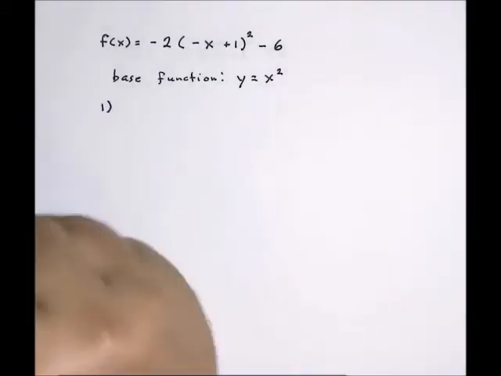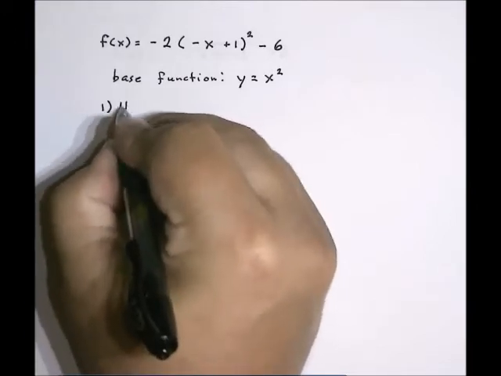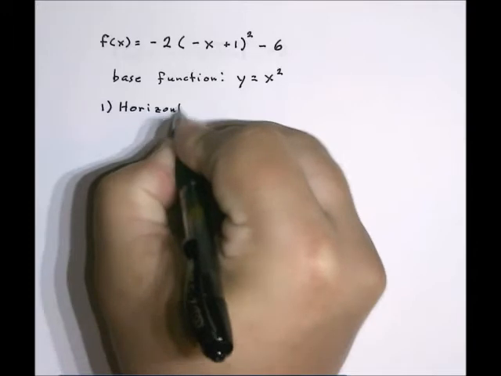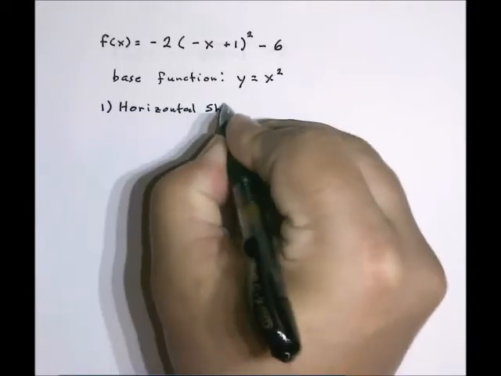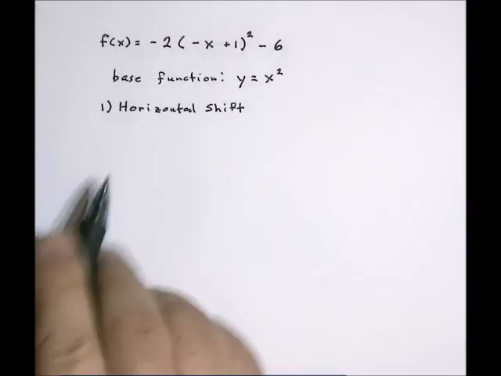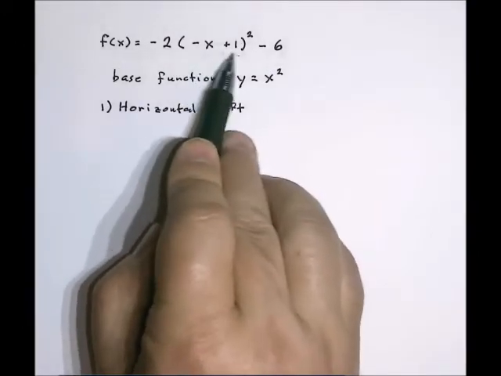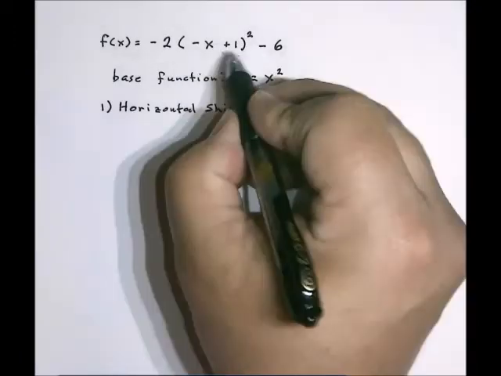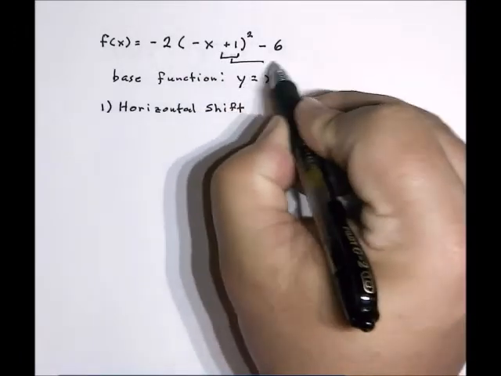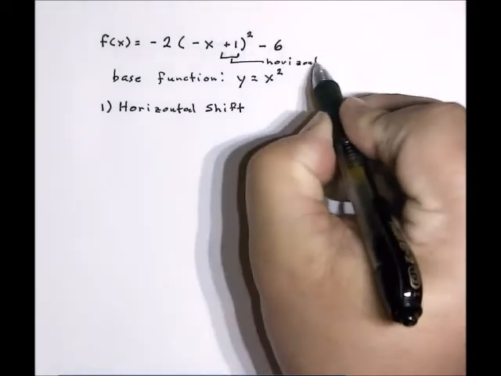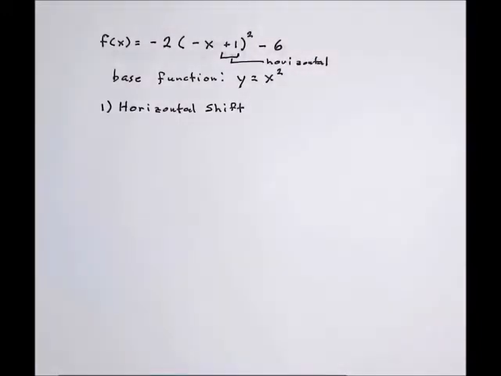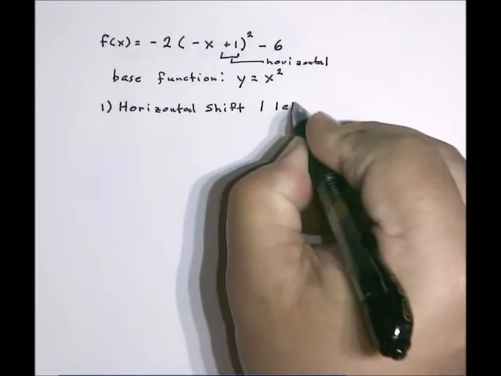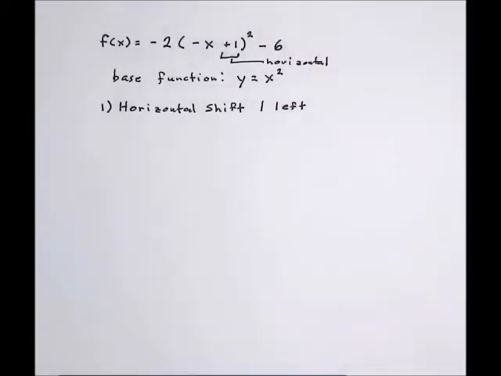Okay, the first thing on the transformation list was the horizontal shift, or the shift left or right. Horizontal shifts are shifts inside the function itself. In other words, this one is going to be our horizontal shift. And horizontal shifts work in the opposite direction from their sign. So in other words, we have a +1, so it's going to shift 1 to the left. So there's my horizontal shift.